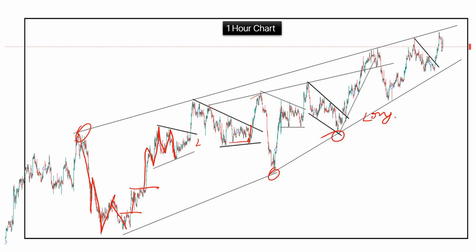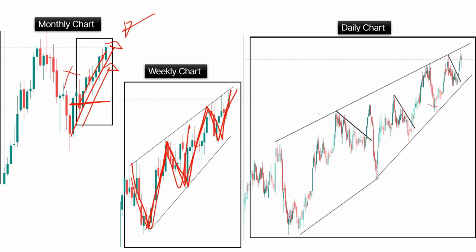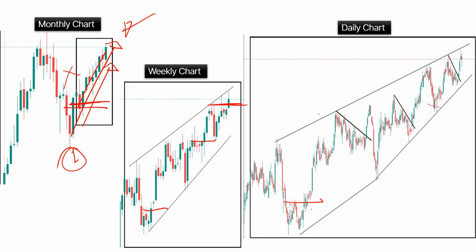As we have discussed, lower time frames generate very many trading signals, and on the monthly or higher time frames the signals are very few. The monthly time frame has generated only one buy signal. The weekly has generated three signals, one here, a second here, and a third one forming here. But this daily chart has generated 1, 2, 3, fourth signal, then fifth signal.